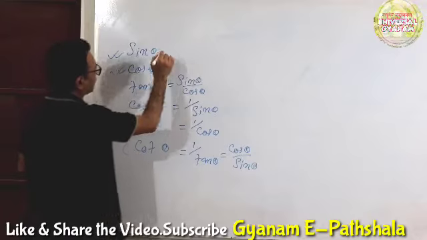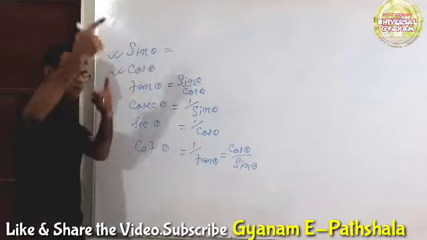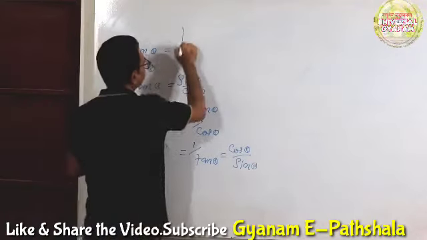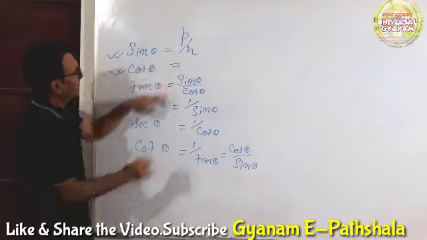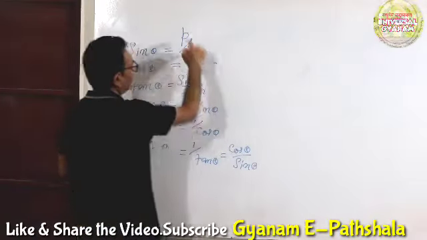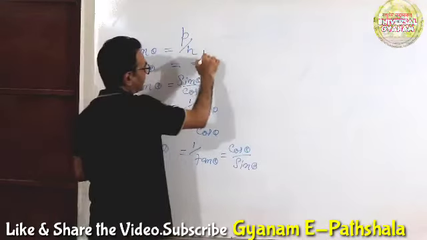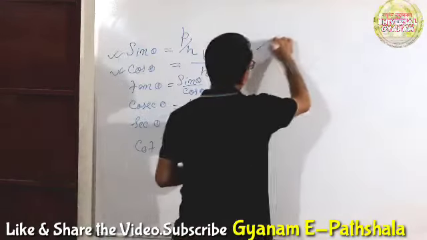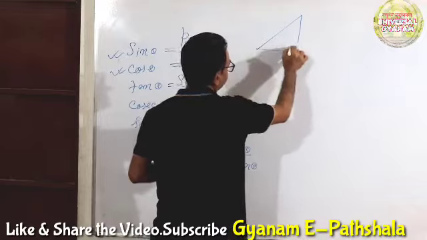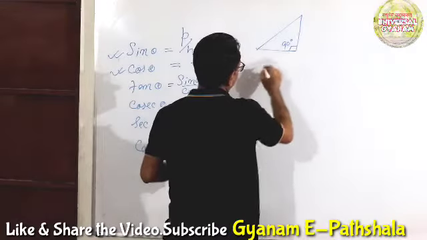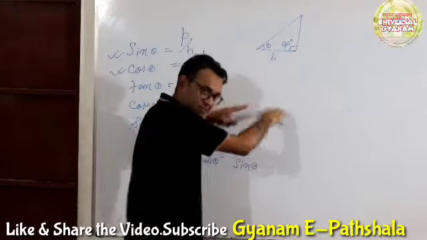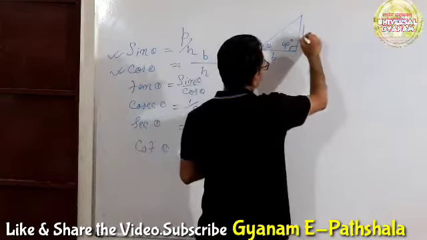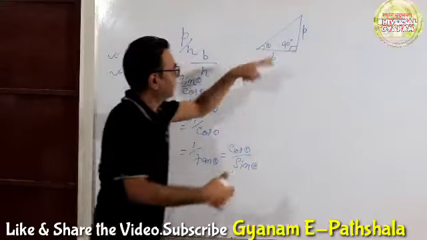So now what is sin theta? Sin theta is perpendicular by hypotenuse. Just remember that. What is cos theta? H will remain the same. In place of P, I have B, B standing for base in a right angle triangle. We have a right angle triangle here. This is 90. This is theta. This is base. This is perpendicular, the altitude of this triangle.